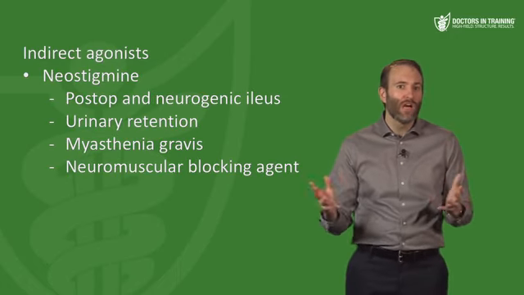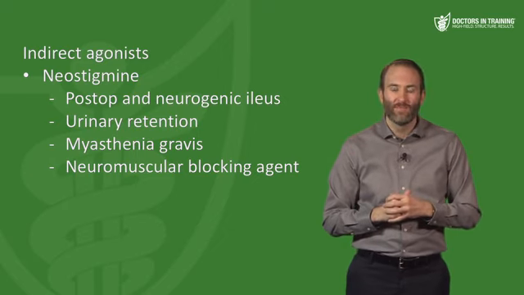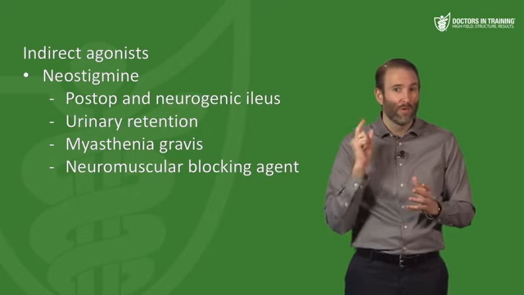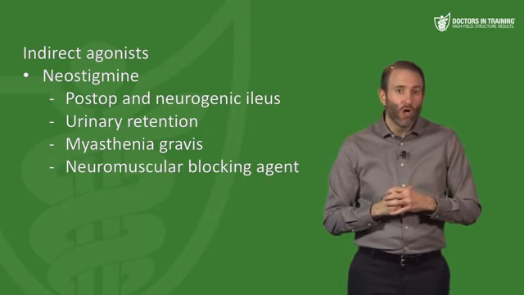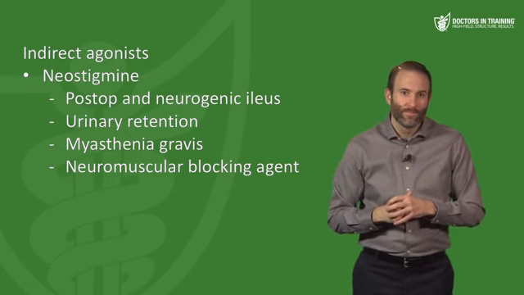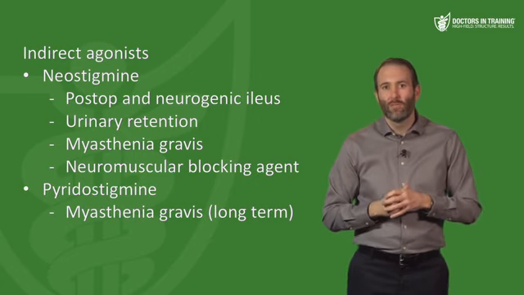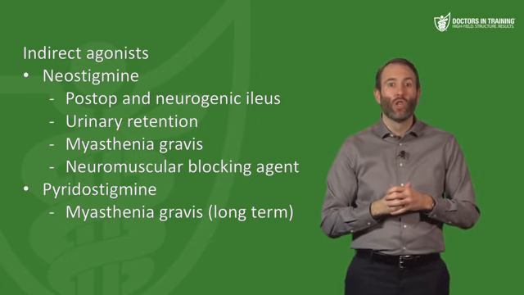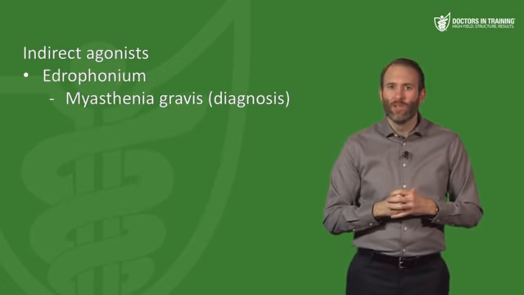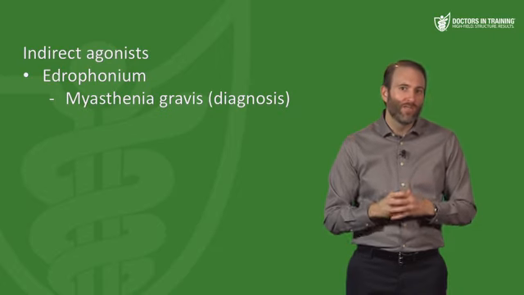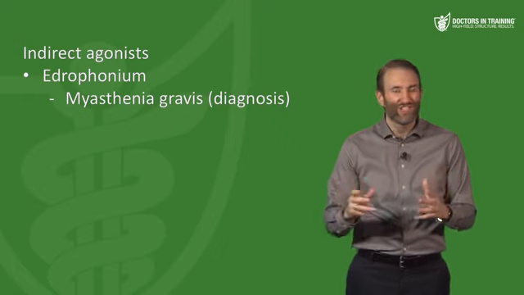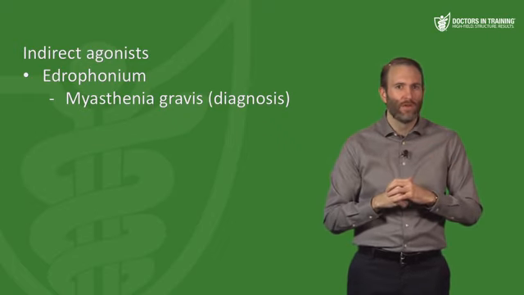Neostigmine is used in post-op and neurogenic ileus and urinary retention, kind of like bethanechol. It's also used in the treatment of myasthenia gravis, and we'll talk about myasthenia in more detail in just a minute. It's also used to reverse the effects of neuromuscular blocking agents that are used in anesthesia. Next, we have pyridostigmine, and pyridostigmine is used for myasthenia gravis for long-term treatment. Again, we'll cover this in a little bit more detail in a minute. Next, we have edrophonium. Edrophonium is used in the diagnosis of myasthenia gravis because it's very short-acting. You might actually hear this referred to as the Tensilon test, but that's just the branded name for edrophonium. You probably don't have to memorize that.